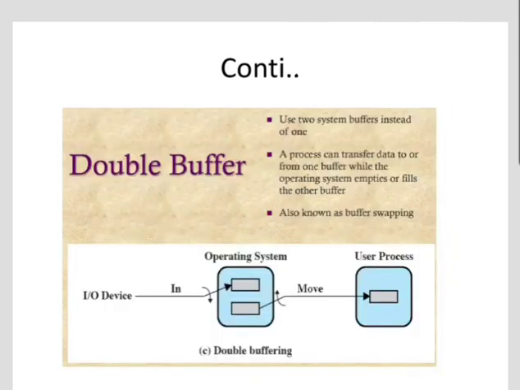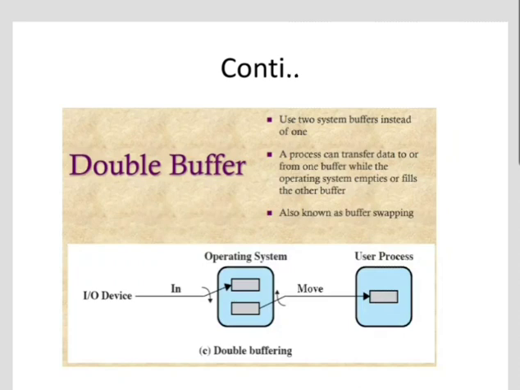Next is double buffer. In double buffer, it uses two system buffers instead of one. A process can transfer the data to or from one buffer while the operating system empties or fills the other buffer. It is also known as buffer swapping.